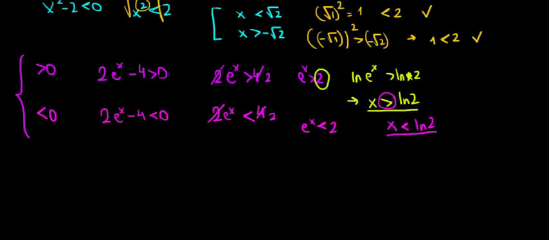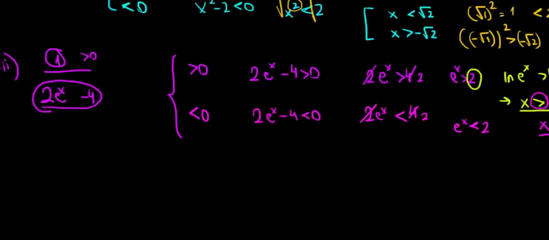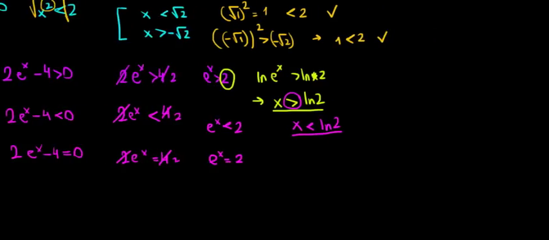Now, can this value ever be 0? Let's see. We have a division. Division by 0 is undefined. So the only possible way to have something related to 0 is that this division is undefined when the denominator is 0. So 2 times e to the power of x minus 4 equals 0, which means that 2 times e to the power of x equals 4. e to the power of x equals 2, because 2 and 4 cancel out again. And when e to the power of x equals 2, the value where this expression is undefined is when x equals ln of 2.